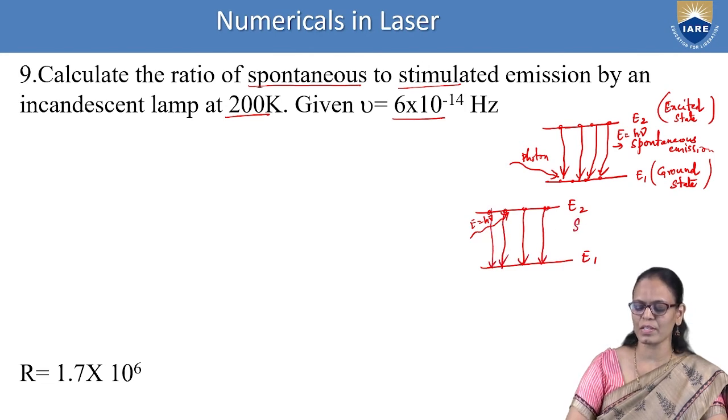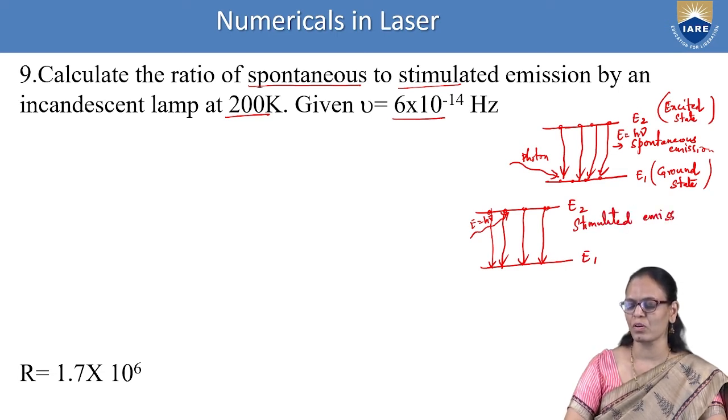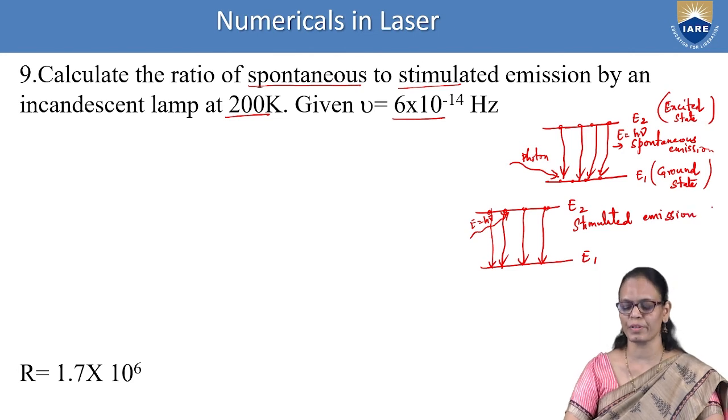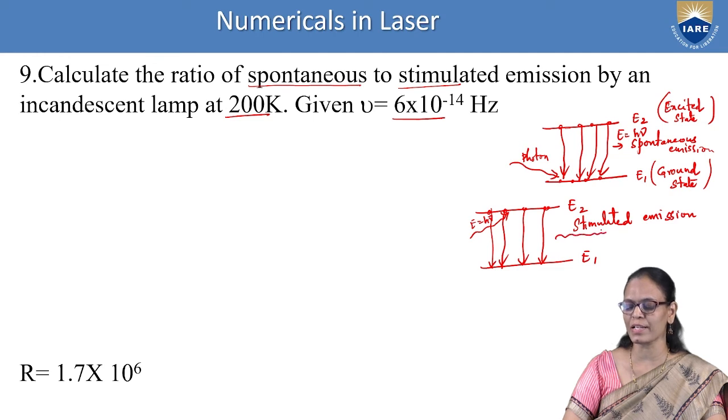What we get now is stimulated emission. This is the difference you need to understand, the concept of spontaneous and stimulated. Before the lifetime is over, we are stimulating them with the help of external photons to make a transition to the ground state. Then what happens? Along with the incident photon, you have the emitted photon, which is the difference in energy that gives rise to laser.